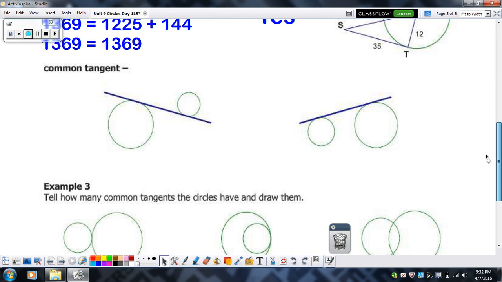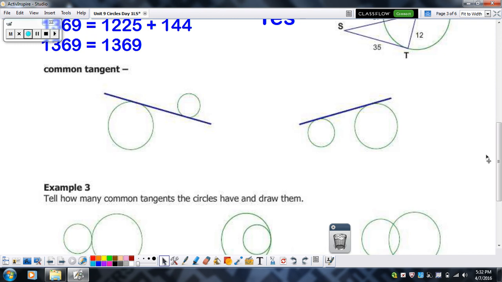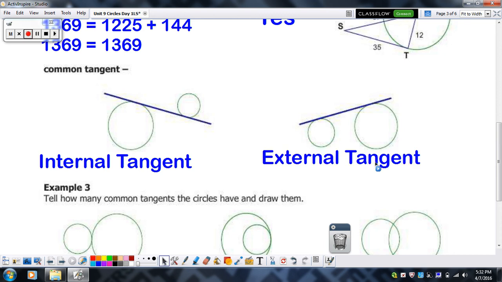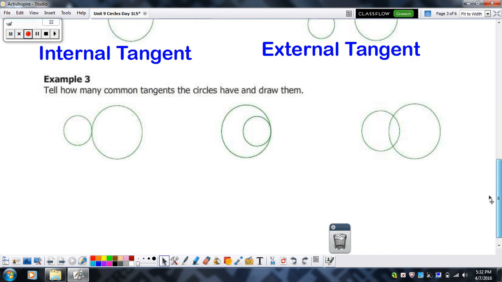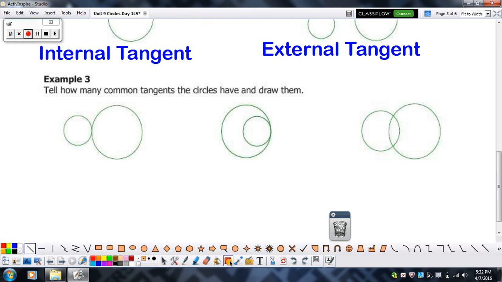When we discuss tangents, we talk about common tangents between two circles. That is one tangent line that intersects two different circles at a single point on each circle. If my line goes in between my circles like this one does, it's called an internal tangent. And if it connects on the outside of the circles like this one does, it's referred to as an external tangent. So let's take a look at these diagrams and see how many tangents we have in common between them.